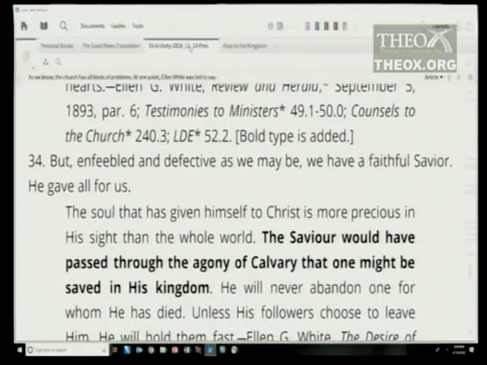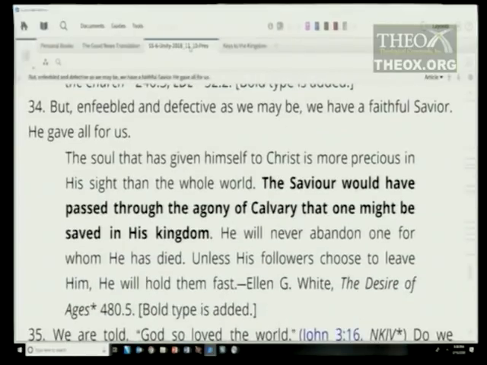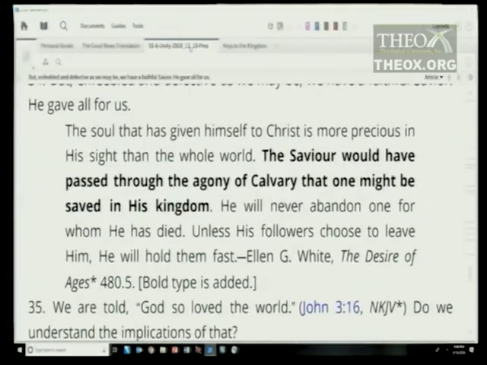But enfeebled and defective as we may be, we have a faithful Savior. He gave all for us. Dennis, I think that's yours. The soul that has given himself to Christ is more precious in his sight than the whole world. The Savior would have passed through the agony of Calvary that one might be saved in his kingdom. He will never abandon one for whom he has died. Unless his followers choose to leave him, he will hold them fast. Desire of Ages, 480, paragraph 5.